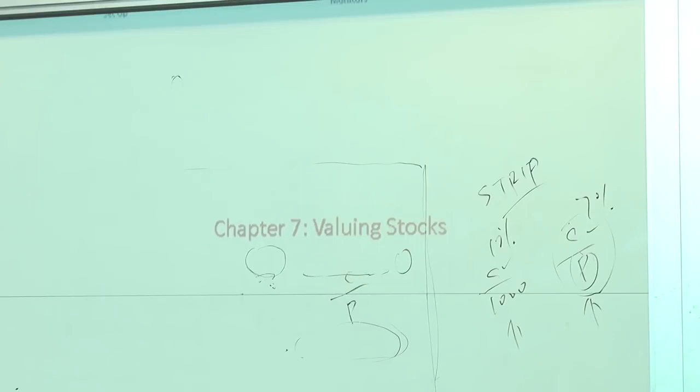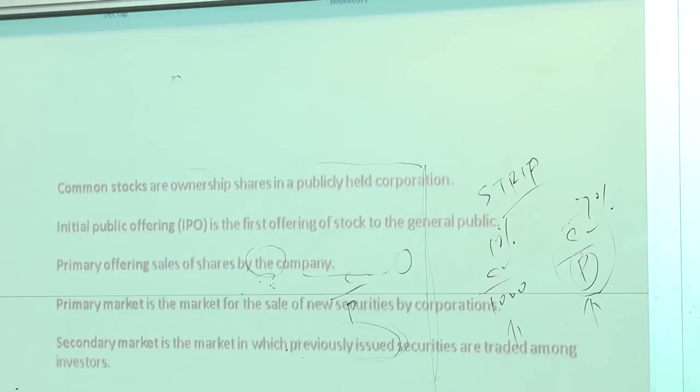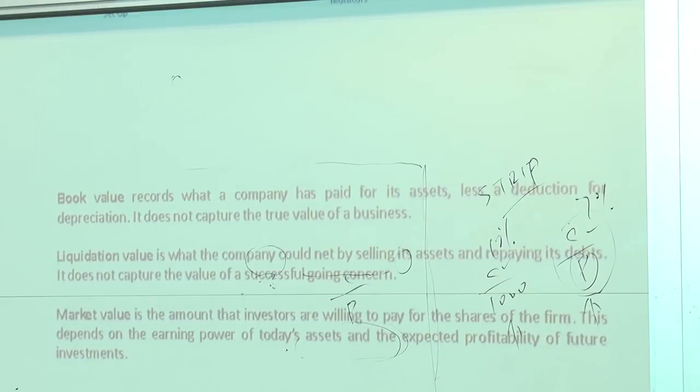Okay, that concludes chapter 6. Stocks. Some background information on IPO and then public offering and stock market. And read these in the textbook or slides.